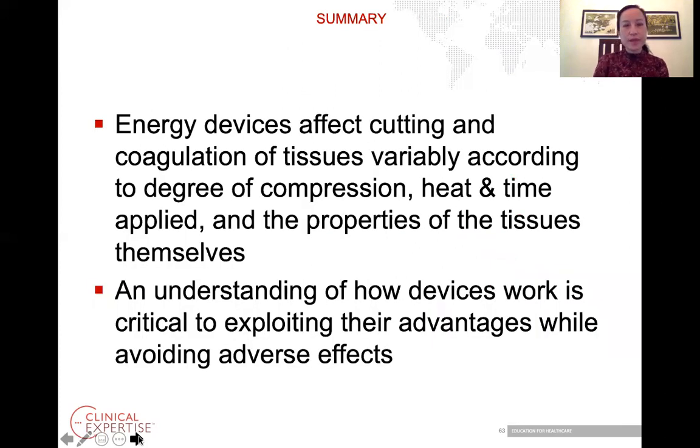In summary, energy devices affect cutting and coagulation of tissues variably according to the degree of compression, heat, and time applied, and the properties of the tissues themselves. An understanding of how devices work is critical to exploiting their advantages while avoiding adverse effects.